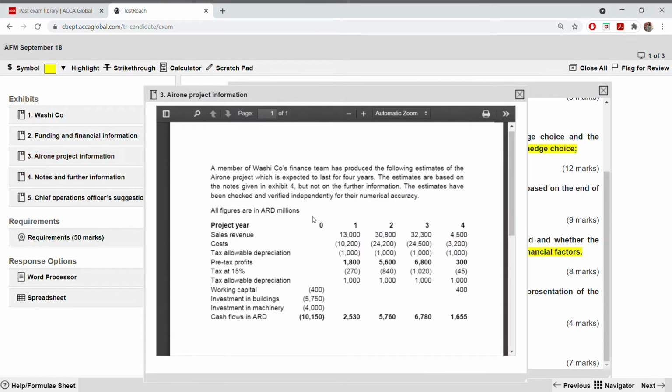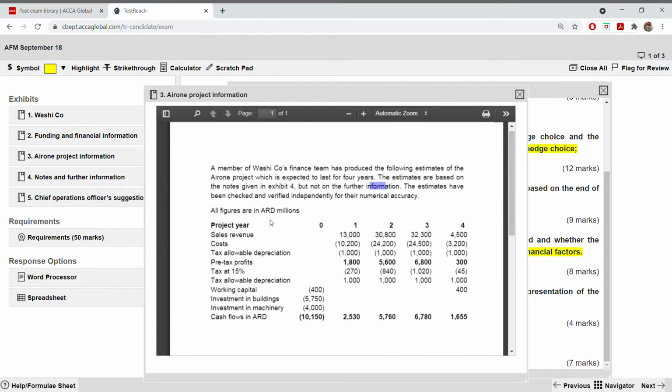Now the AR1 project information. The estimates are based on the notes given in exhibit 4. For that you have to use exhibit 4, notes and further information. Whatever is there in the notes is already taken in the table. Whatever is further information, you need to include. And the estimates have been checked and verified independently for their numerical accuracy.